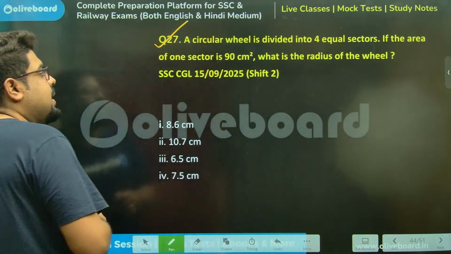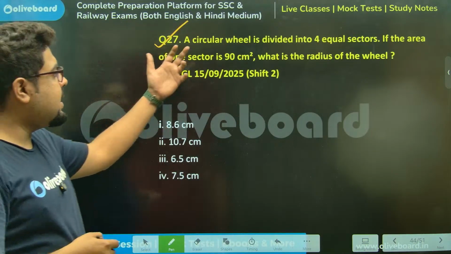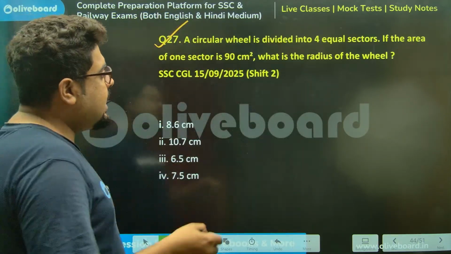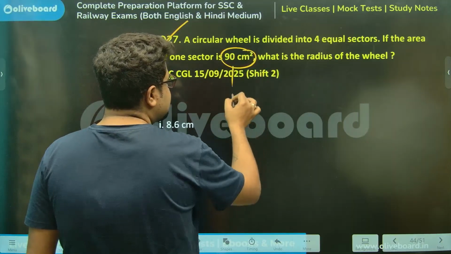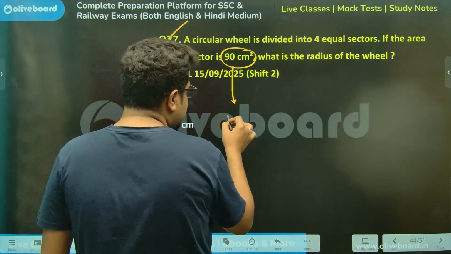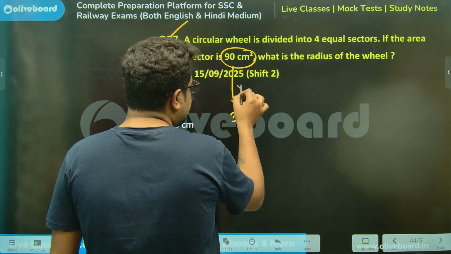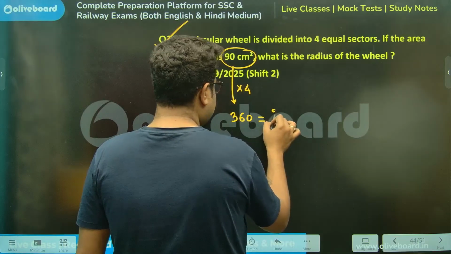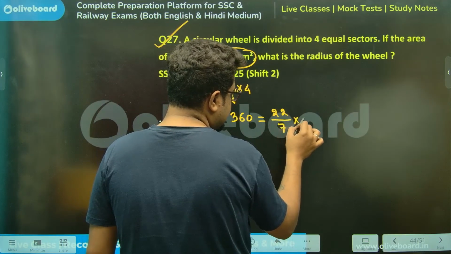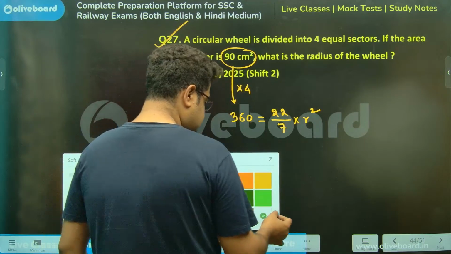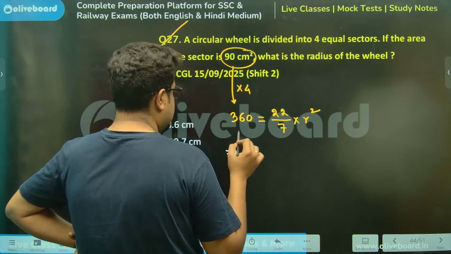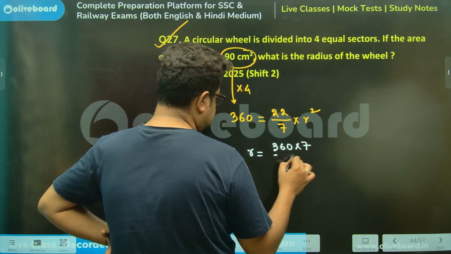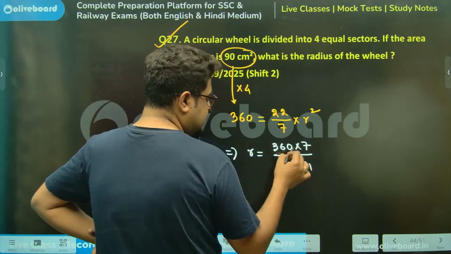Next. A circular wheel is divided into 4 equal sectors. Area of one sector is this. What is the radius? Sir, 4 equal sectors, one sector is this. So total is how much? 360, can I say? 90 into 4, because there are 4 sectors. That is equal to 22 by 7 into r square. Correct? Calculate. 360 into 7 by 22.